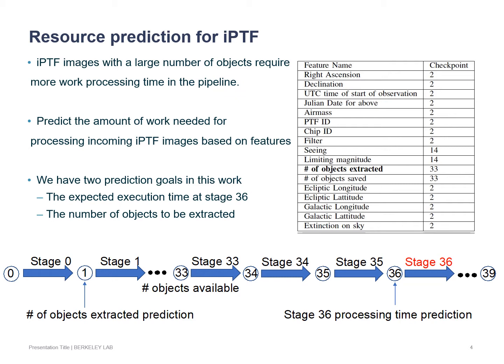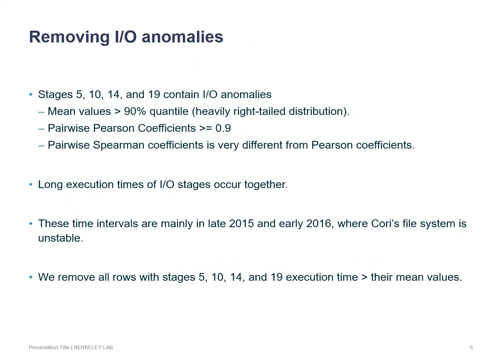Now we have finished discussing the problem definition of predicting IPTF workflow resource requirement. We will discuss data preprocessing that removes anomalous data points from the IPTF dataset. We discovered that the processing time of stages 5, 10, 14, and 19 contains anomalies. These are all I/O stages of the pipeline. Their mean processing time is higher than their 90% quantile. Moreover, their pairwise Pearson correlation coefficients are all greater than 0.9.